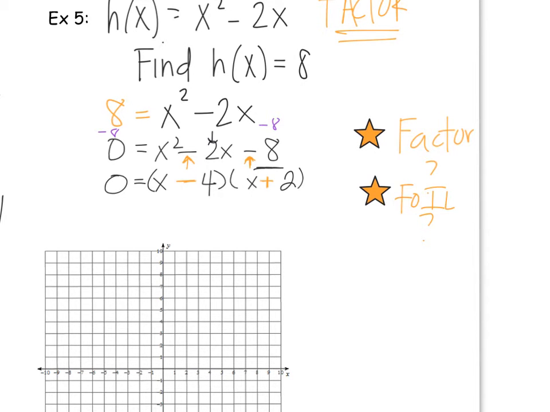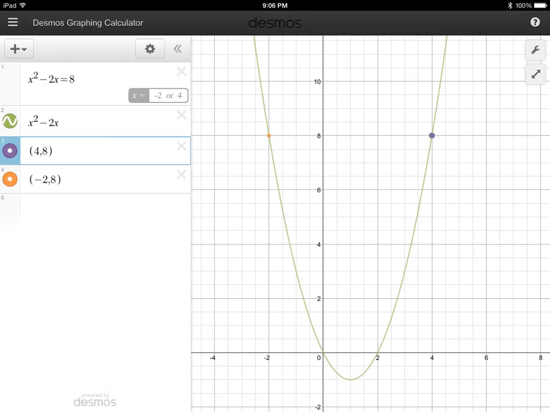Now that I have factored, I'm going to set each equation equal to 0 and get my answer. So over here I have an x is equal to 4, and here I have an x is equal to -2. I'd like to see those on the graph now.